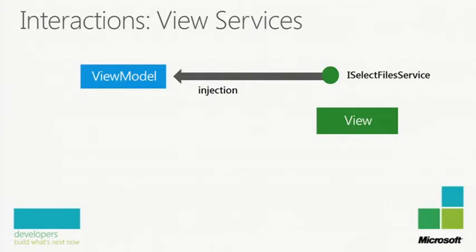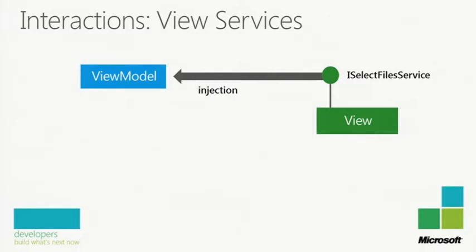In MVVM Light, there is SimpleIoc, which is a small IOC container you can use for simple scenarios like this one. If you want to move to something bigger, you're free to do so, like Unity, StructureMap, Castle Windsor, etc. The advantage of SimpleIoc is that it's probably the first IOC container which works on Windows 8 as well.